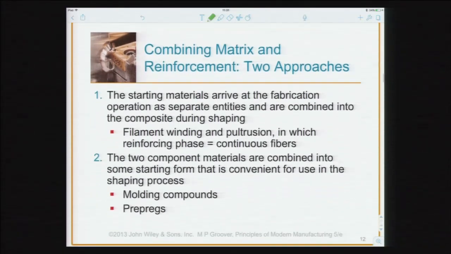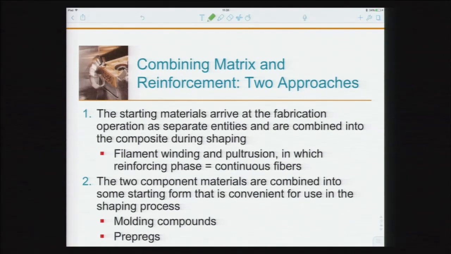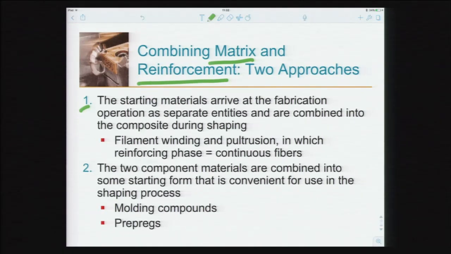Alright, so let's continue on slide 12. Combining matrix, polymer matrix, right here. Combining matrix means combining polymer matrix and reinforcement such as fibers. There are two approaches to combine polymer matrix and fiber reinforcement. First, the starting materials arrive at the fabrication operation as separate entities and are combined into a composite during shaping.